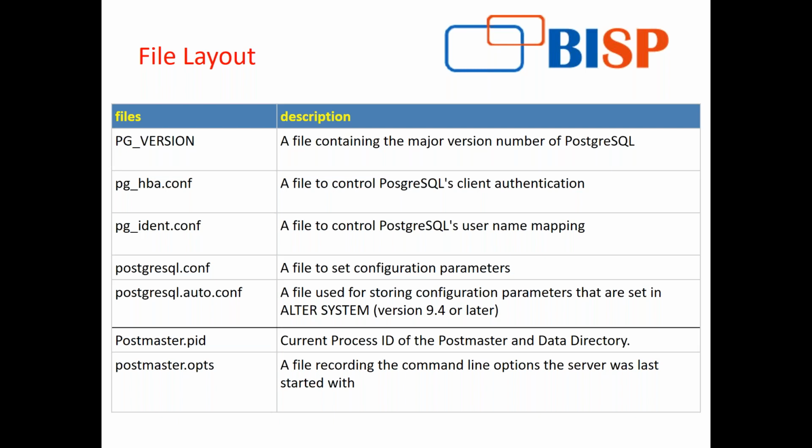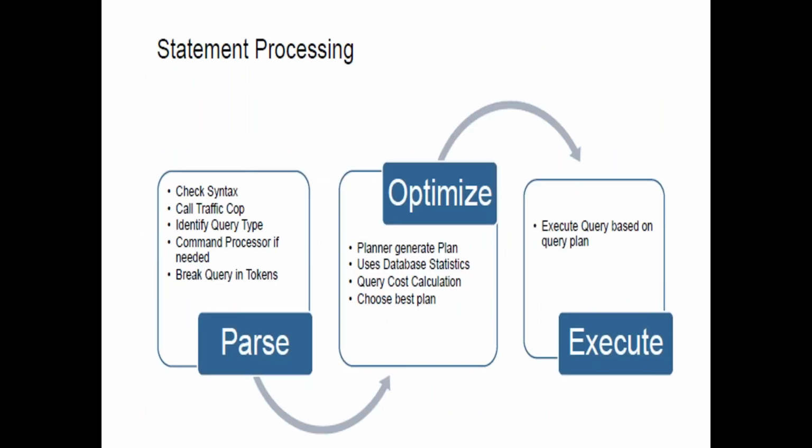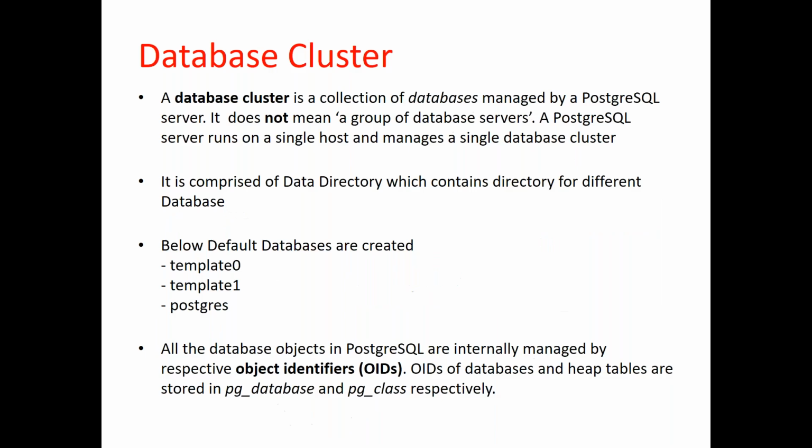postmaster.pid is the file which contains the current process ID of the postmaster and the data directory. postmaster.opts is a file recording the command line options that the server was last started with. Whatever commands you have fired on your Postgres, not through SQL but on the Unix prompt, that history will go to postmaster.opts. I think when we see it practically, we'll understand it better. So how does a statement?